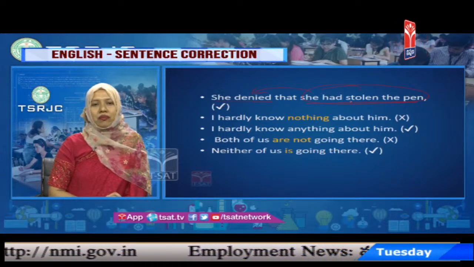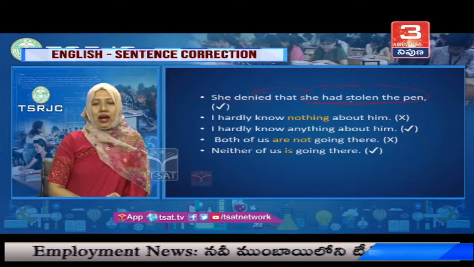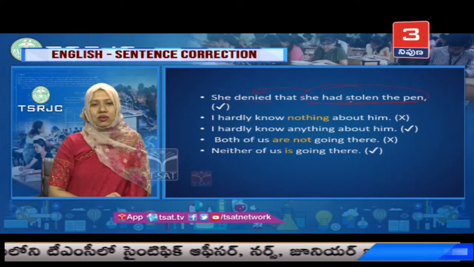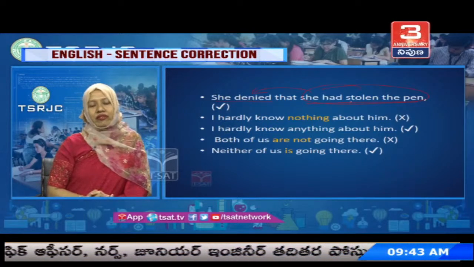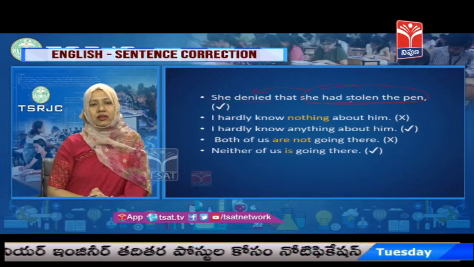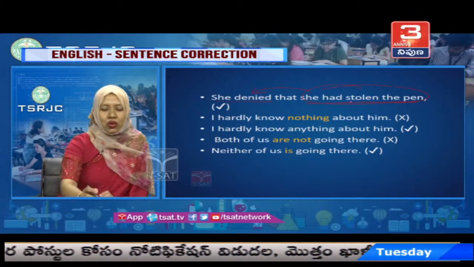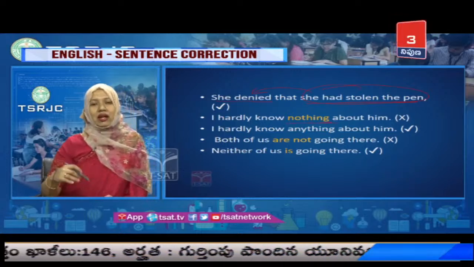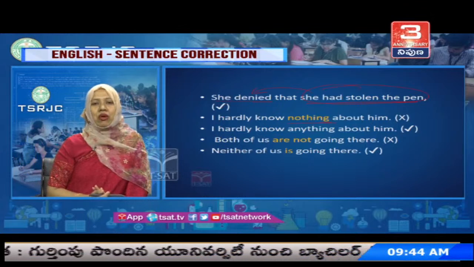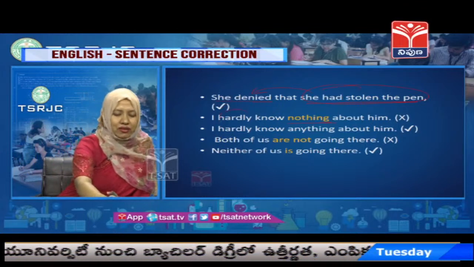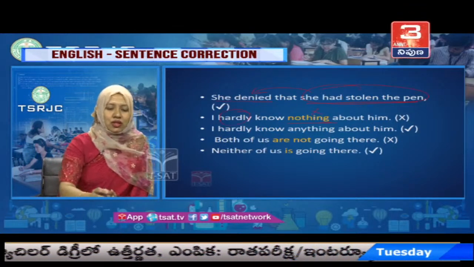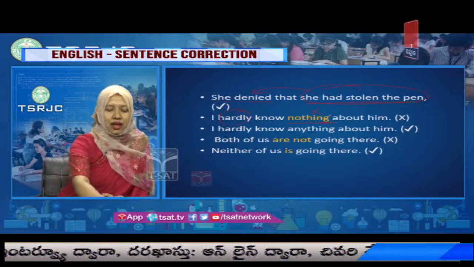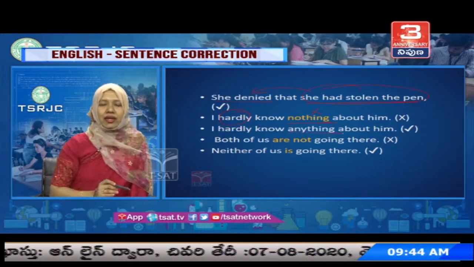I hope this is clear. I hardly know nothing about him. Now, when you use the adverb hardly in a sentence, there is no need of using a negative form of word again. I hardly know nothing about him. That hardly itself says you don't know anything. So there is no need of repetition of a negative word again. You should say, I hardly know anything about him.